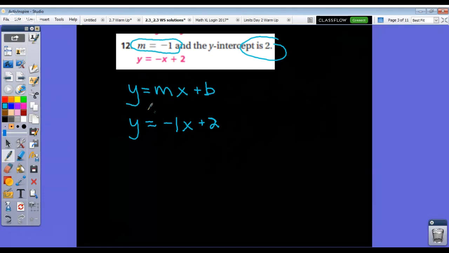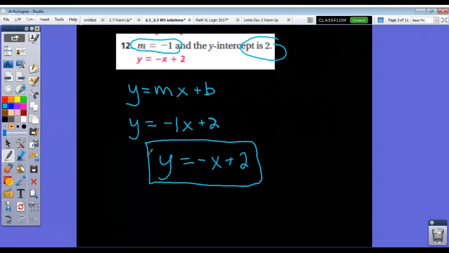If you leave your answer like this, it's okay. It's not necessary to write -1 times x. So I'm just going to replace the -1 times x with -x plus 2, and I am done. Given the slope and the y-intercept, I have now written the equation of a line.